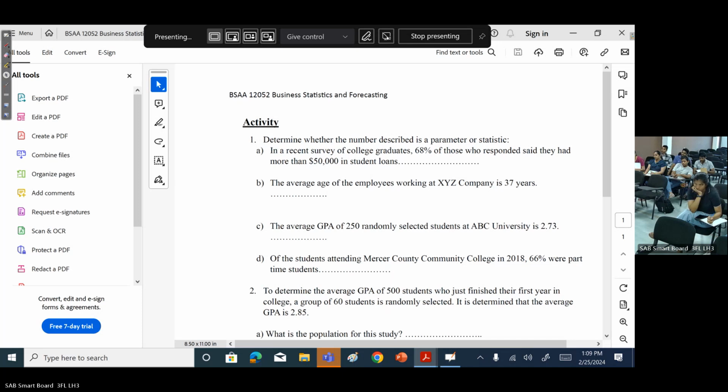Finish. Then, in a recent survey of college graduates, 68% of those who responded say they had more than $50,000 in student loans. Is it a parameter or a statistic?